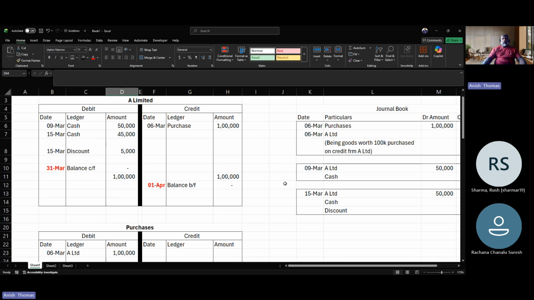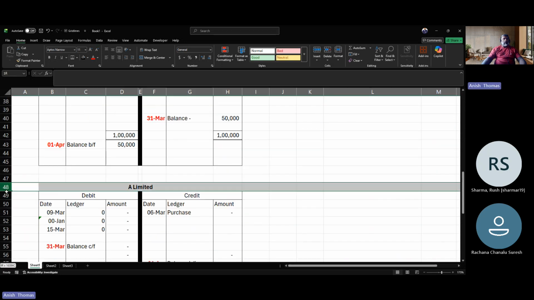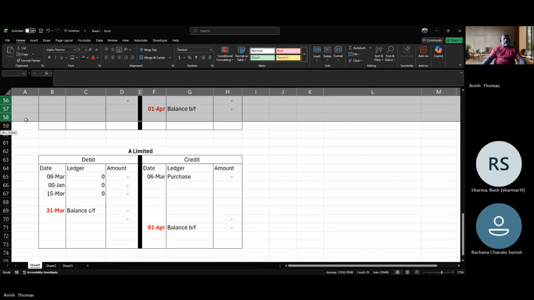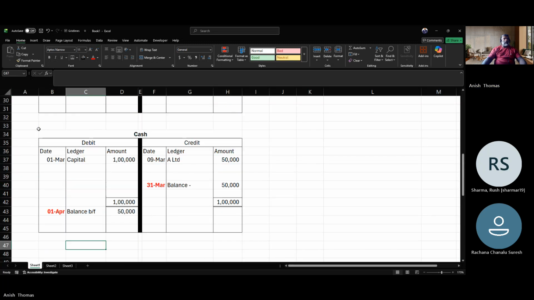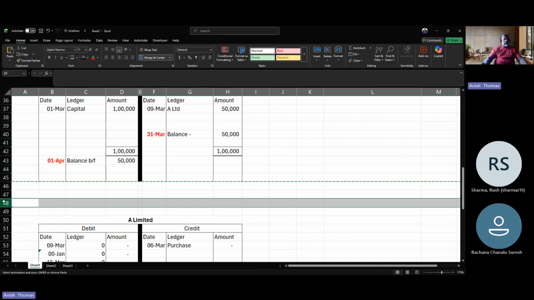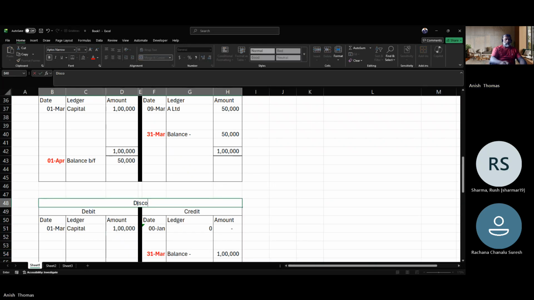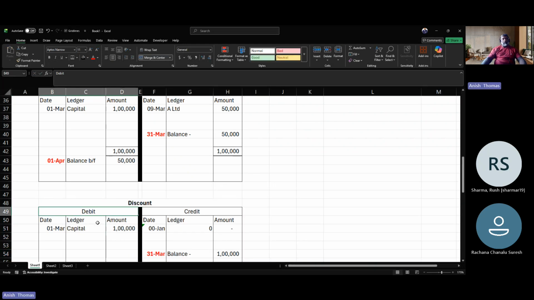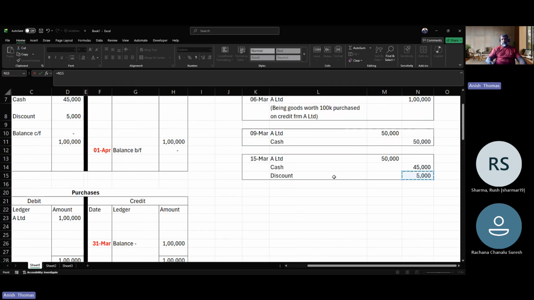Then I have one more account over here called discount account, right? It's easier to copy this account. So in the case of discount account, it's going to be the same thing. So let me just delete this. So discount is what I have. It's an income, right, over here.